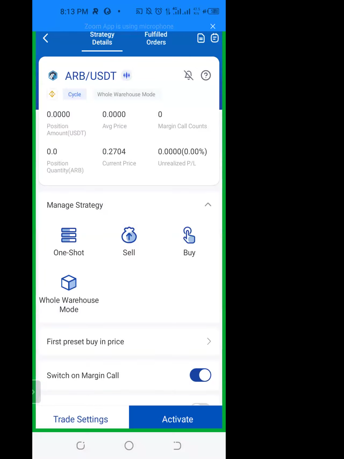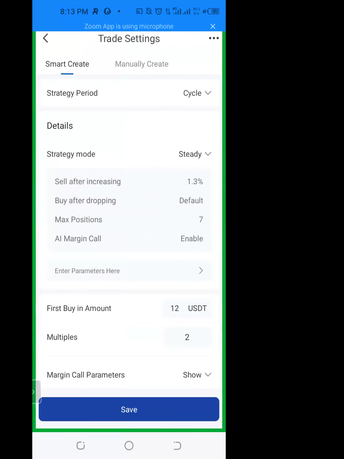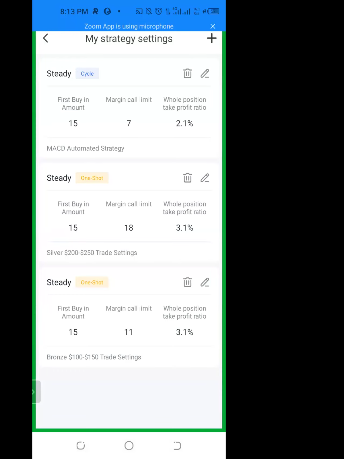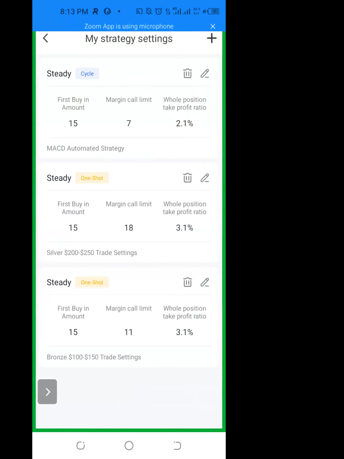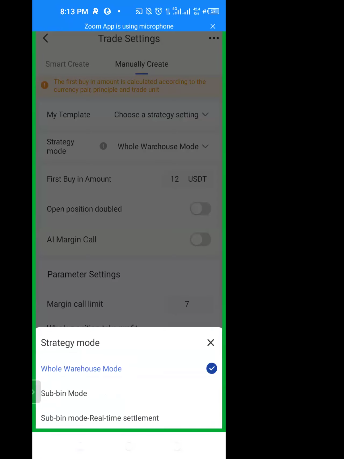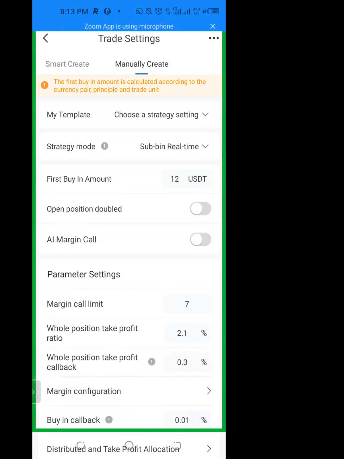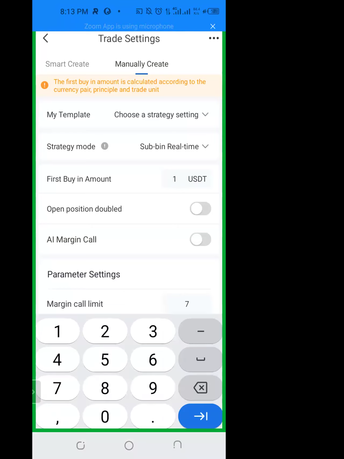So when you have entered the coin, click trade setting, click manually create, choose already setting. Now this is the setting I've done for the MACD automation. It can also work for the RSI. Then click it, then change the warehouse mode to real time sentiment. Depending on the capital that you have, that's what will determine whether you should use $5 or $10. So if you have small capital, don't do more than 1 coin or 2 coins at most. And if you are doing 2 coins, you have to reduce your first buying amount.